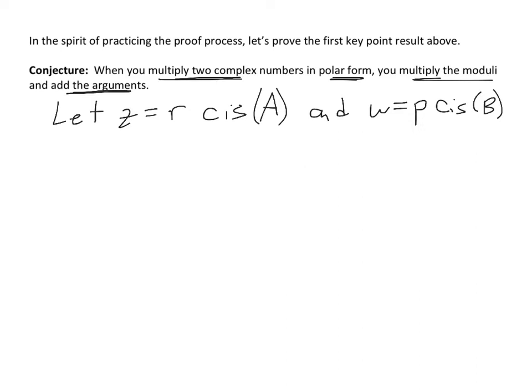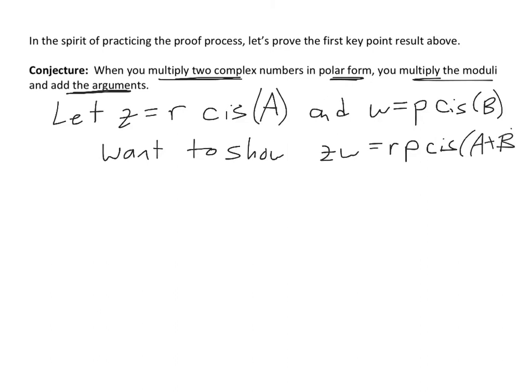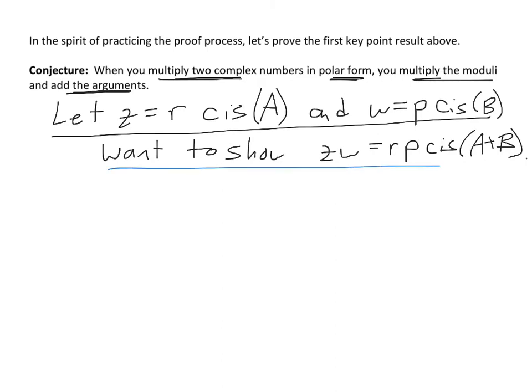And we want to show, it can be really helpful in proofs to write down something like we want to show that zw is rp cis (a plus b). So it's almost like you're stating what you're going to use, and then you're also stating where you're trying to get. So it's almost like you're setting up your own show problem. Okay? Now, we need to prove this, so I can't just say, oh, well, we have a property, like I'm trying to prove that thing. So the only other way that I know how to multiply these things is to multiply them in rectangular form.